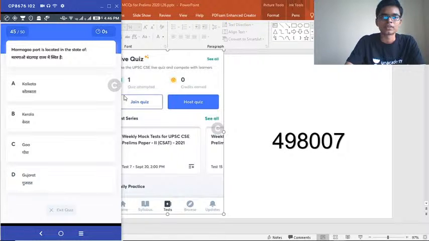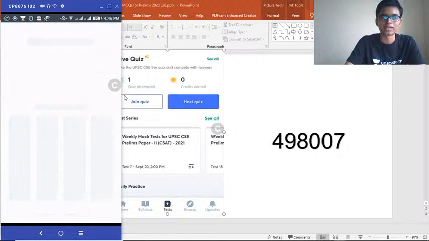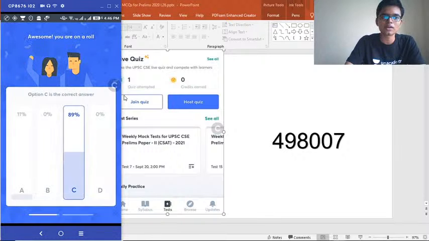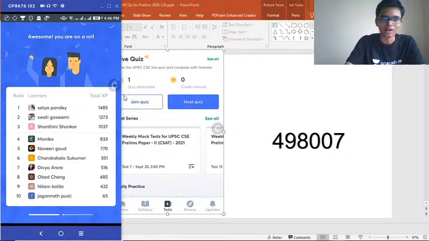Okay. Yes, time's up. And the correct answer to 45th question was option C, Goa. And even there, some people made it wrong.